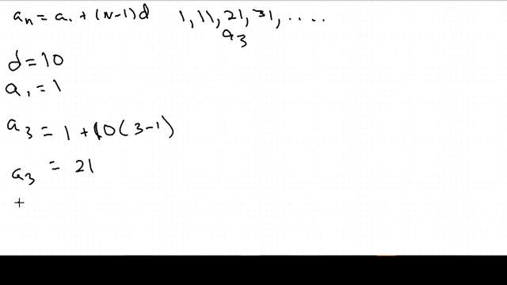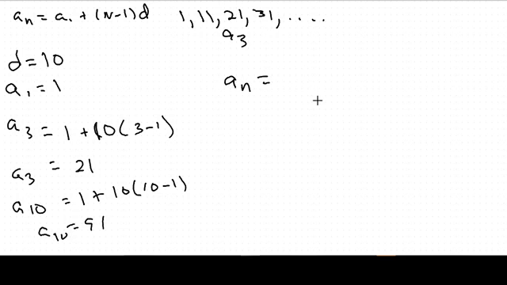So what if I wanted to do A10? What would that be equal to? 91. Just write it all the way out for me. So it'd be A10 equals 1 plus 10 times 10 minus 1. And you're right, it would be 91 because you're so brilliant. So write the explicit relation for me. What is A_n equal to then?